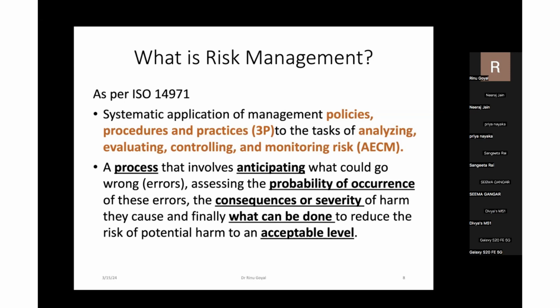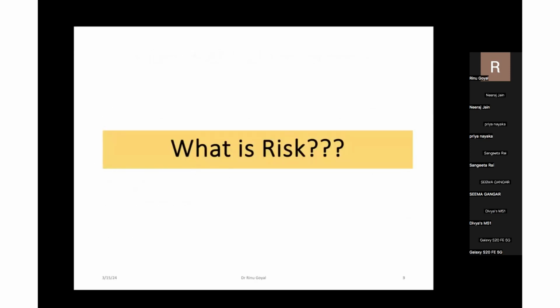So, we can say this is a process that involves anticipation. So, we are just anticipating. We have not met with any harm. So, the process that involves anticipating what could go wrong, the errors. Assessing the probability of occurrence of these errors, very, very important terms. The probability, the whole story will revolve around that only. The probability of occurrence of these errors. Then the consequences or severity of harm that they cause. And finally, what can be done to reduce the risk of potential harm to an acceptable level. You just need to understand the terms. There is no requirement that we learn all these terms by heart, but we need to understand.